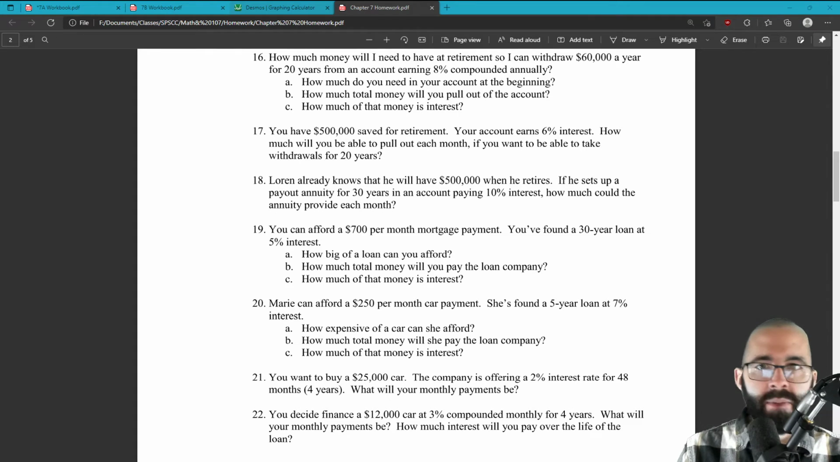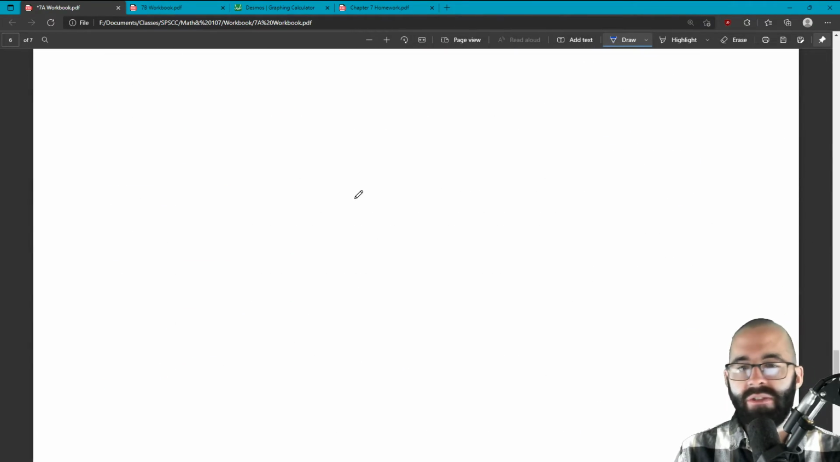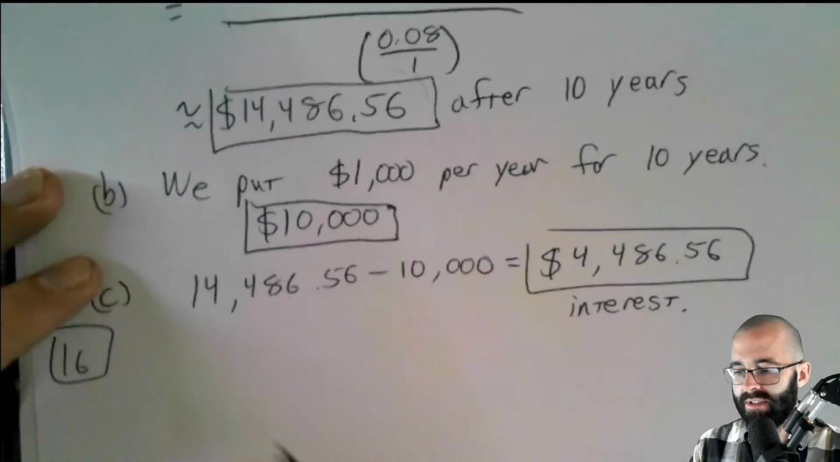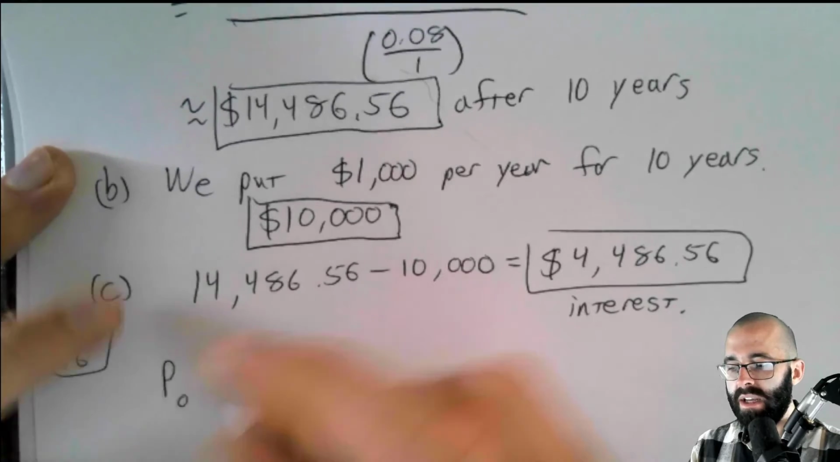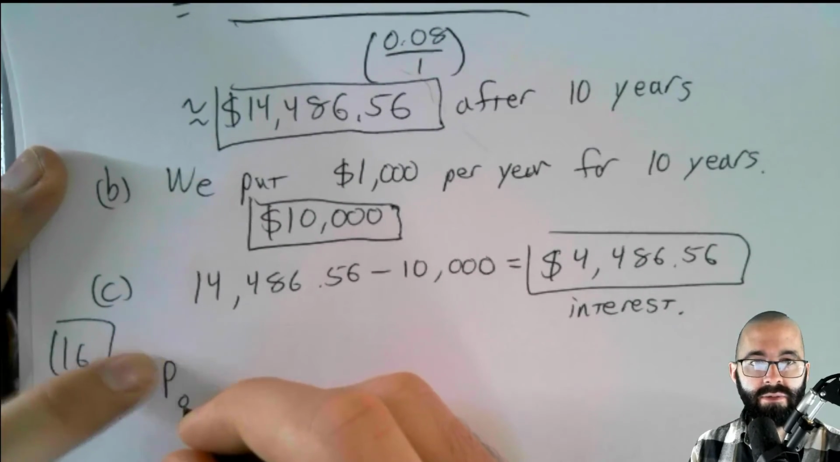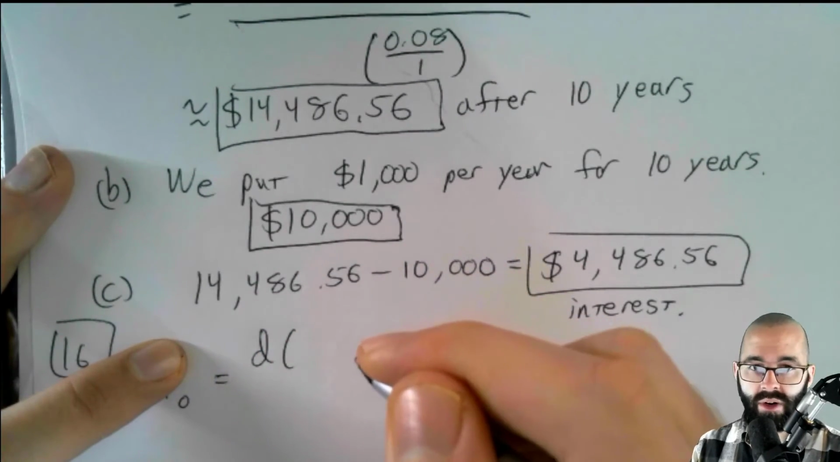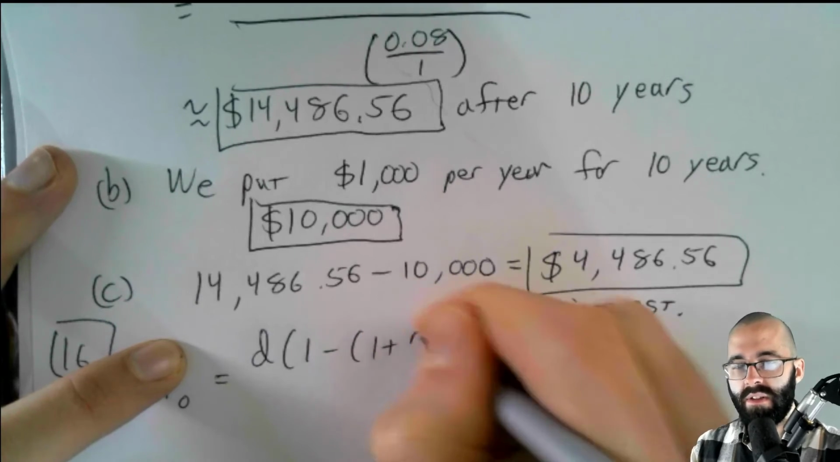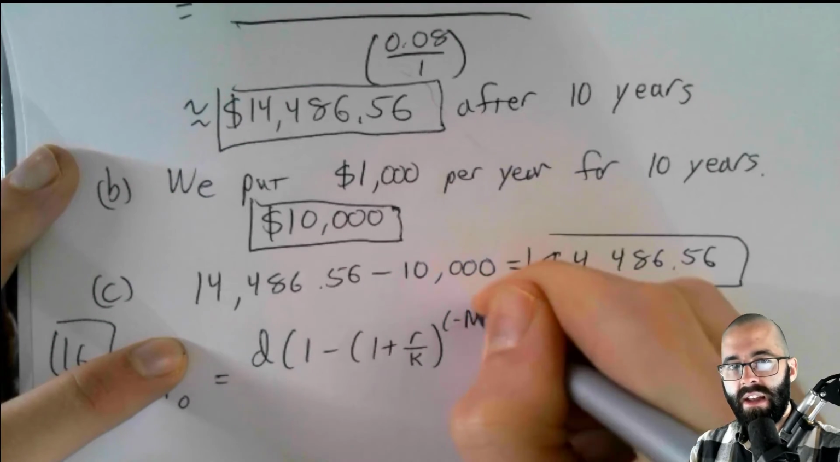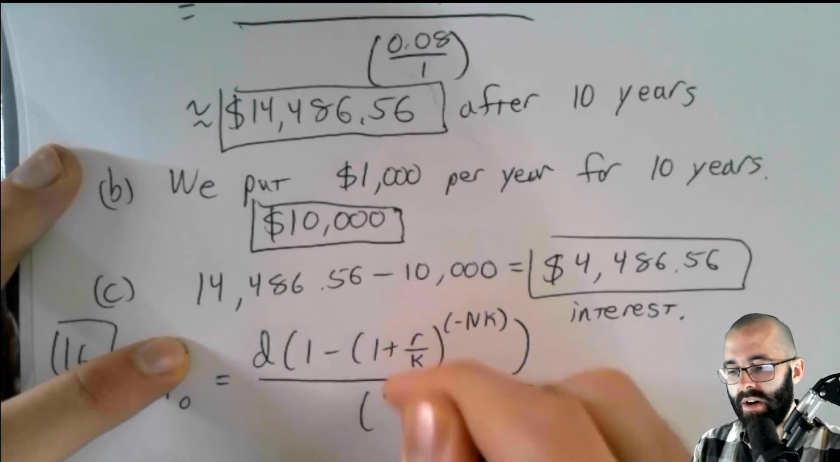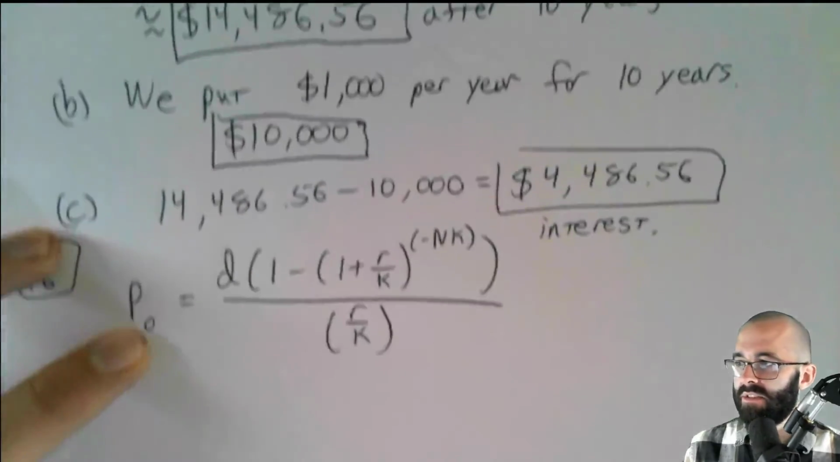As soon as we know we're going to need payout annuities, we're going to go over here, find our payout annuities formula, and copy that down. Okay, let's copy that payout annuities formula. P naught, the initial amount we have before we start withdrawing, equals D, our monthly withdrawals, times 1 minus 1 plus r over k to the negative nk, parentheses here are optional in the exponent, divided by r over k. This is the formula we're going to be using here.